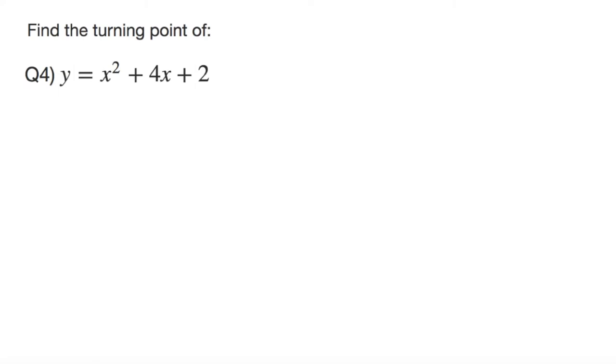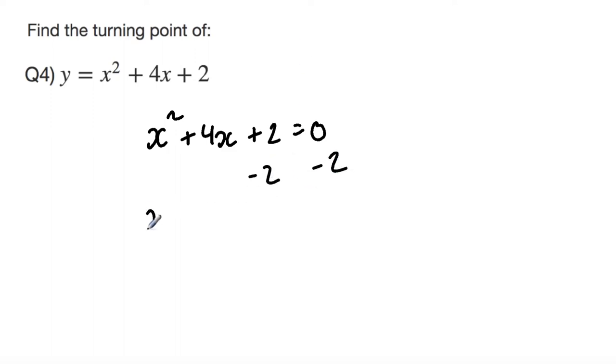Question 4, find the turning point of y equals x squared plus 4x plus 2. So the first thing I'm going to do is equate the quadratic equation to 0. So we have x squared plus 4x plus 2 is equal to 0. I'm then going to subtract 2 from both sides, so we should have minus 2 over here, minus 2. X squared plus 4x plus blank equals minus 2 plus blank. To find the missing number, we're going to take the b coefficient, divide it by 2 and square it. So the b coefficient in this case is 4.